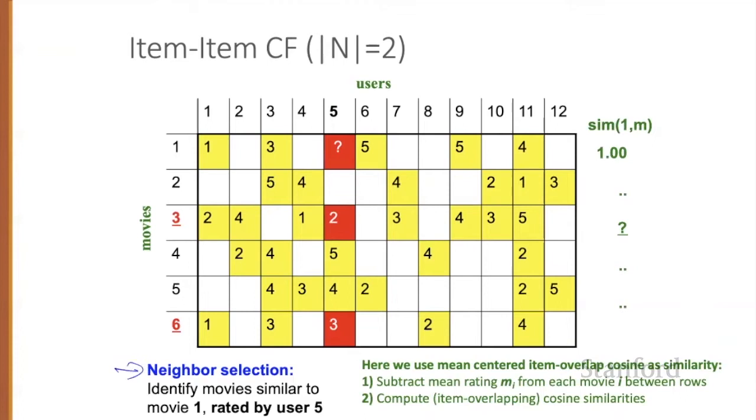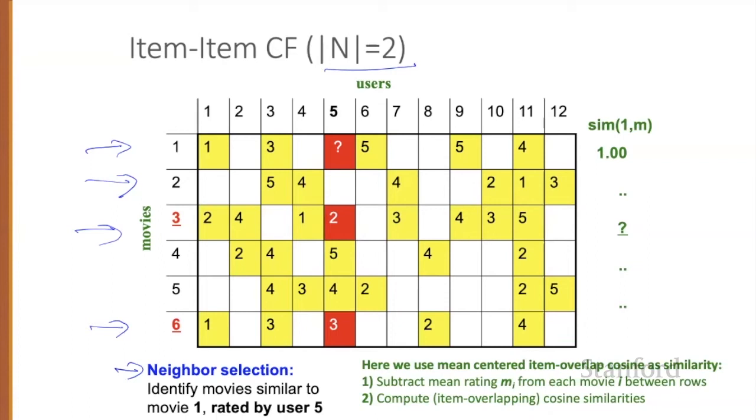First, we have to do neighbor selection. We want to find the 2 movies, we picked n equals 2, that are most similar to movie 1 and are rated by user 5. And we're going to use mean-centered item overlap cosine as similarity. So we're going to compute the mean rating for each movie, so for each row, and subtract it from the whole row. And then we'll compute item overlap cosine similarities between rows to find which movies are most like movie 1. I'm going to give you a hint. It's going to be movies 3 and 6. So I'll just show the computation for those 2.